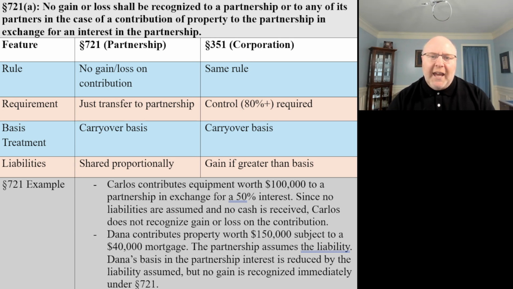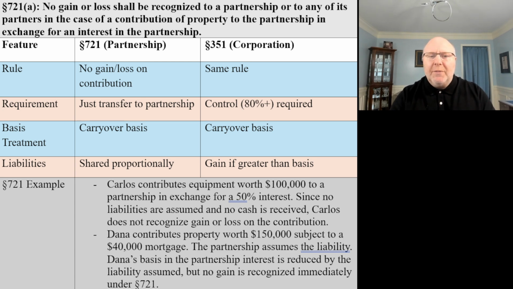When we look at the basic rule, they're the same. We are not recognizing gain or loss when we contribute property in exchange for an ownership interest. The ownership interest is a partnership interest, our interest in the partnership, or the stock we receive as a shareholder if we're dealing with a corporation. Those are the same.